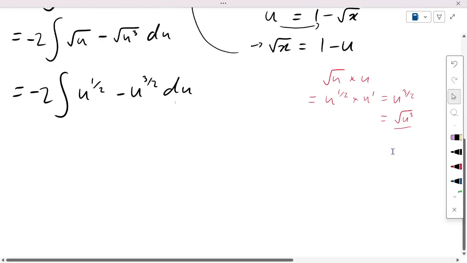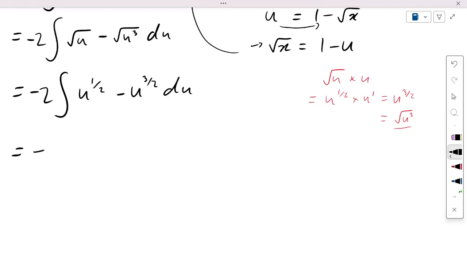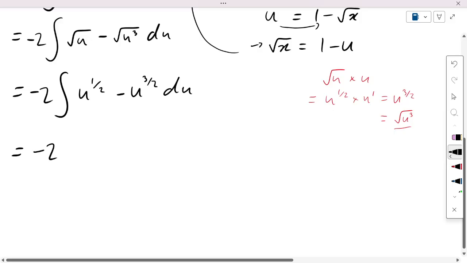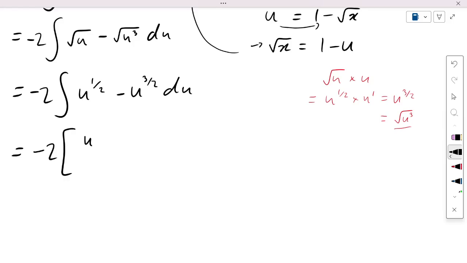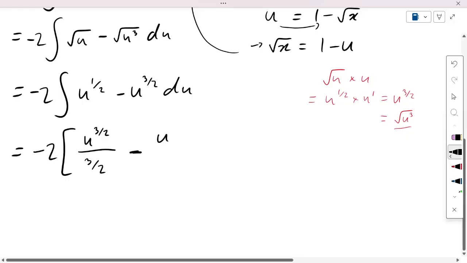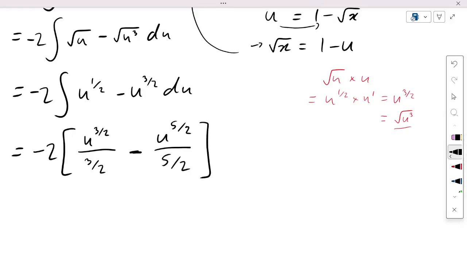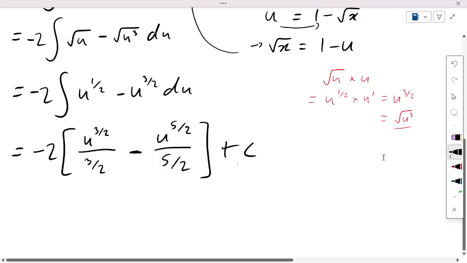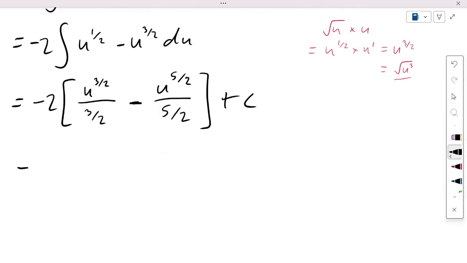Okay, and now we just need to take the integral of those two terms. So it's going to be u to the power of a half plus 1, which is equal to 3 over 2, divided by 3 over 2. Okay, and this is minus, then we're going to have u to the power of 3 over 2 plus 1, which is 5 over 2, divided by 5 over 2, plus c at the end. Okay, and now we just need to simplify.